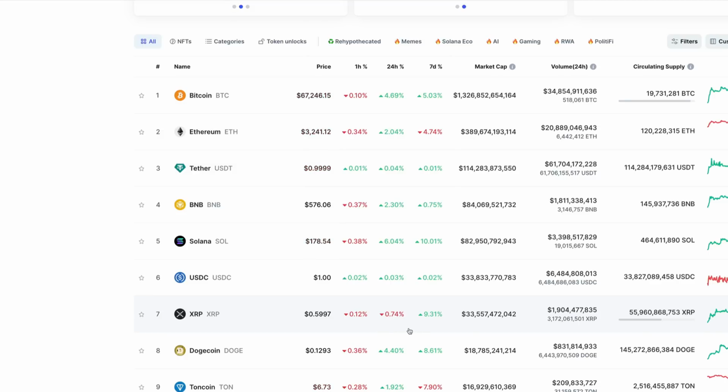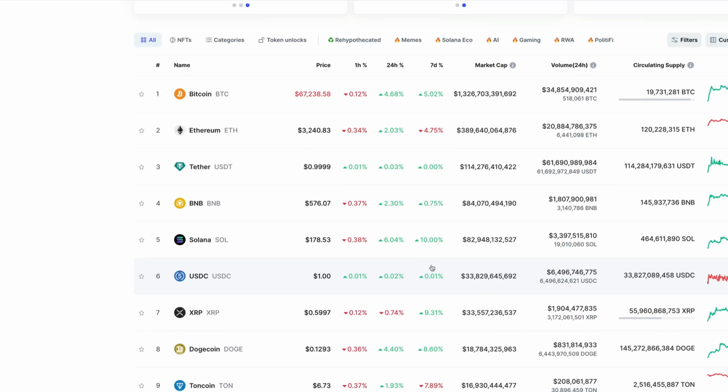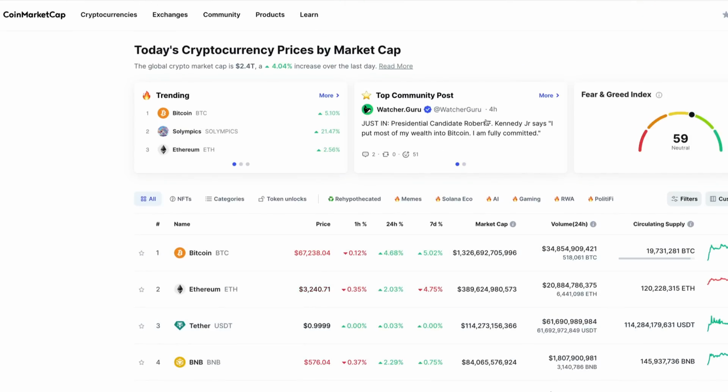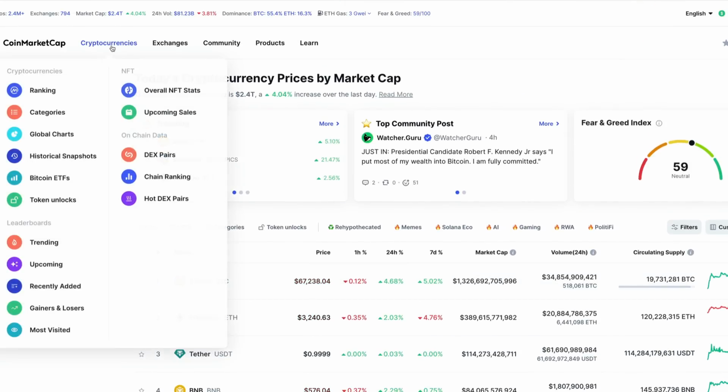0.74% down for XRP, although look at that number over the last 7 days, up 9.31% compared to Bitcoin and all the other cryptocurrencies here. The only other one that has done better over the last 7 days is Solana, up 10% on the dot. Dogecoin is up 8.6% over the last 7 days. So some cryptocurrencies are performing better than others.